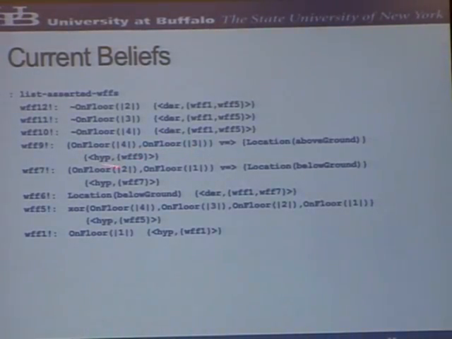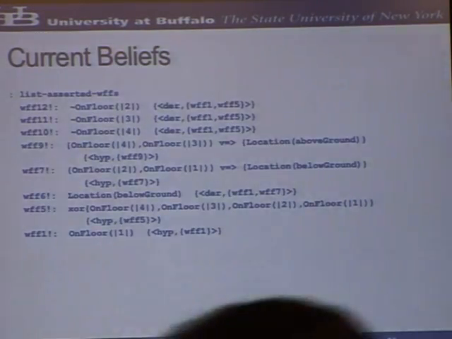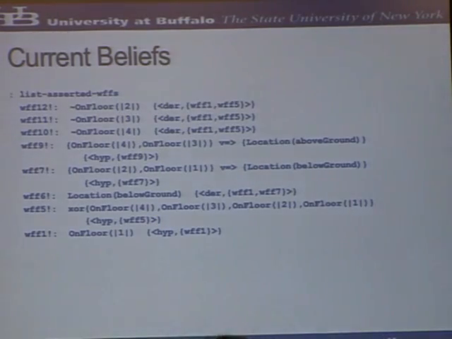Three and four are above ground. That's WOOF 9, which is a hypothesis. And not on floors 2, 3, or 4 depend on WOOF 1, that you're on floor 1, and WOOF 5, that you're always on exactly one of the floors. Okay, so no matter how deep the derivation is, the origin set is the set of hypotheses that were actually used to derive that proposition, at least in that way. This is a version of the logic of relevant entailment R, which you can read about in the two-volume Entailment set.